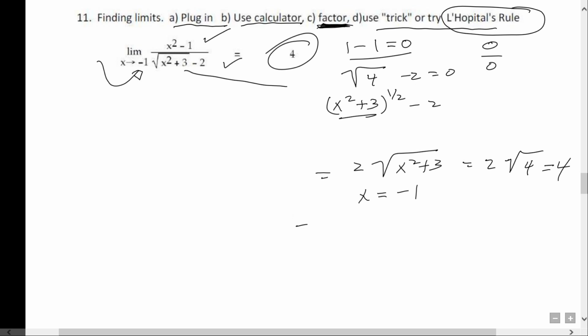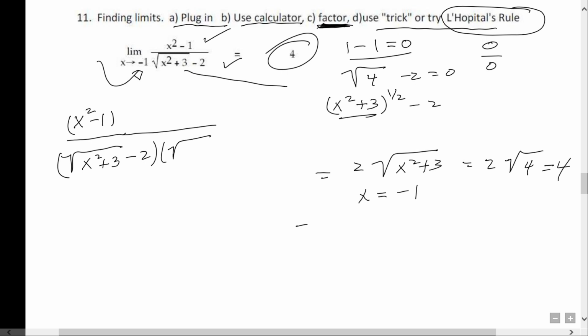What we would do is multiply by the radical plus 2. But let's go ahead and write down the square root of x squared plus 3 minus 2 times the square root of x squared plus 3 plus 2, and then multiply the numerator by the same radical plus 2.